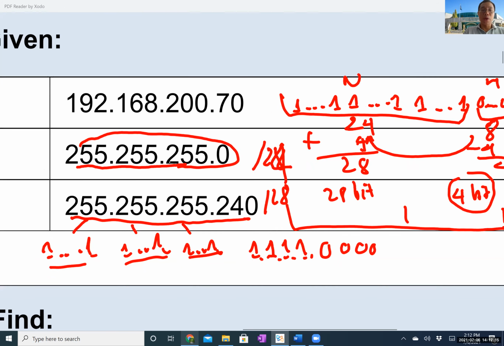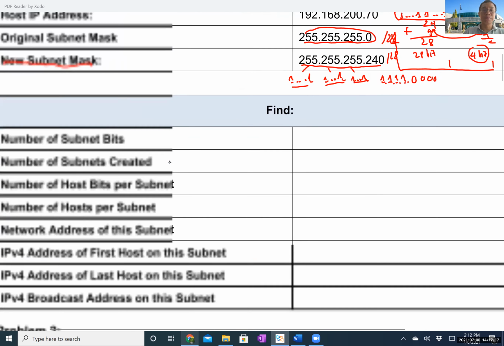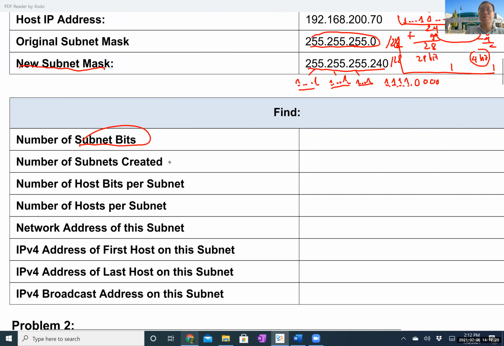So when you borrow 4 bits here, how many subnet bits do you have? You borrow 4 bits, that means they are the subnet bits here. And if you borrow 4 bits, how many subnets are created here? 16. Yeah, 16, right? Because again, you always have to remember 2 formulas here.